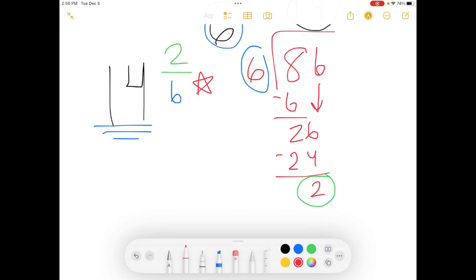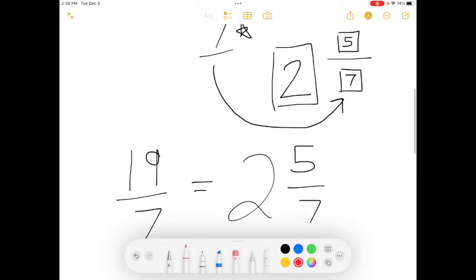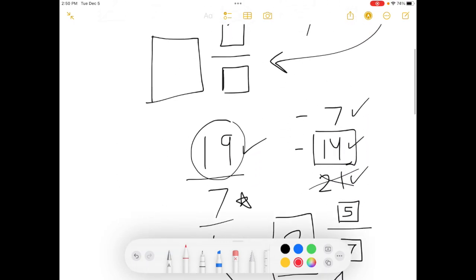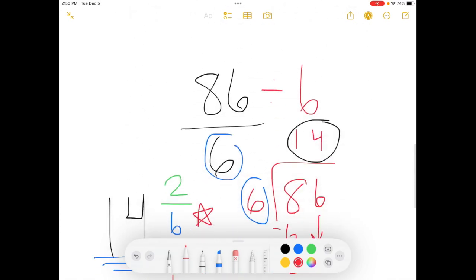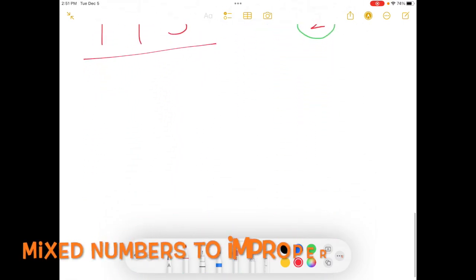So in this situation here, I'm going to keep my 14. 2 divided by 2 is 1, and 6 divided by 2 is 3. So this would be the simplified, reduced version. So that is how to make improper fractions into mixed numbers. So now we'll go on the other hand here. We'll go backwards. We'll go from a mixed number to an improper fraction.